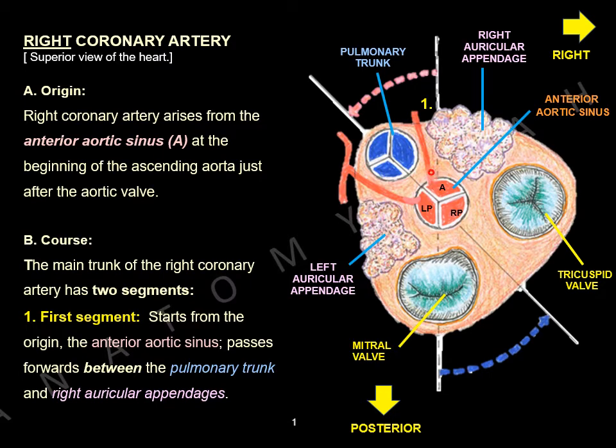The right coronary artery consists of two segments, the first segment and the second segment. This is the first segment, which arises from the anterior aortic sinus and runs forward between the pulmonary trunk, which is on its left, and the right auricular appendage, which is on its right. So this is the right coronary artery, first segment, which is between the pulmonary trunk and the right auricular appendage.